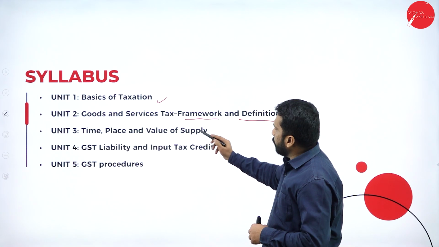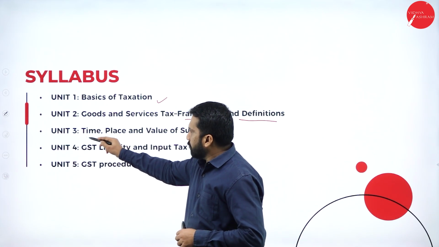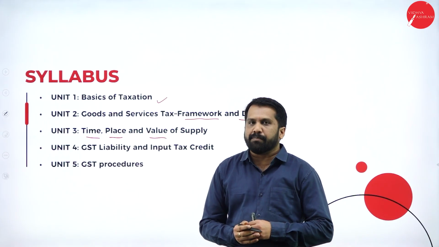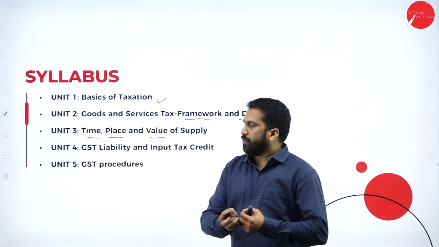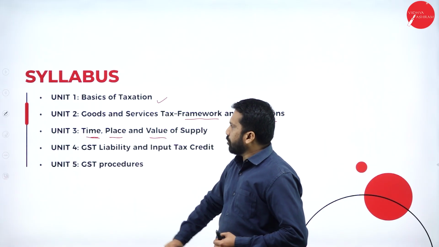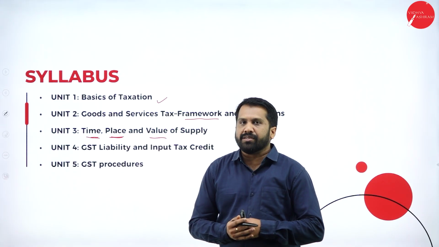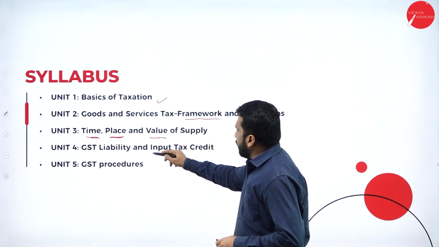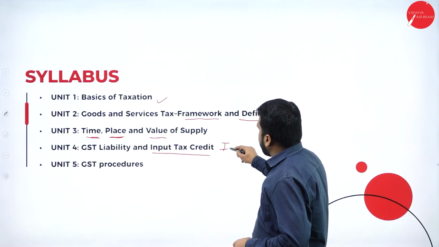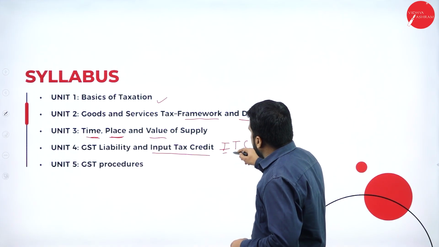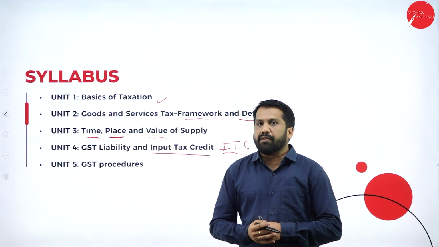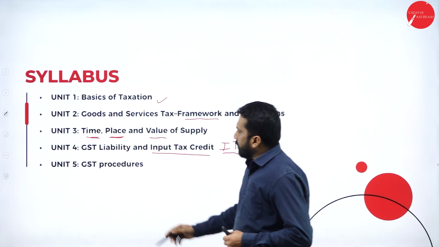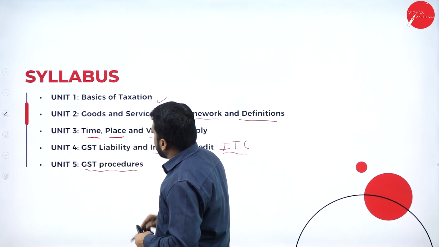Time, place and value of supply. We call it as time of supply, place of supply and value of supply. At what value you are issuing, what time you are issuing, which place you are issuing, everything matters. GST liability and input tax credit, we call it as ITC, very important. Your 15 marks questions will be on ITC. And the last part, we call it as GST procedure.